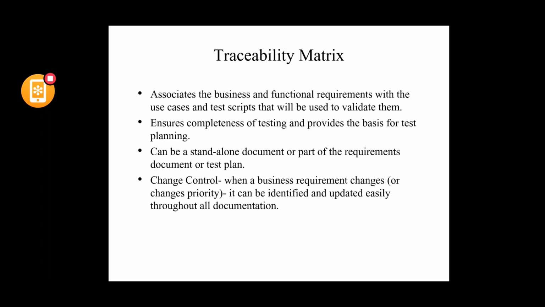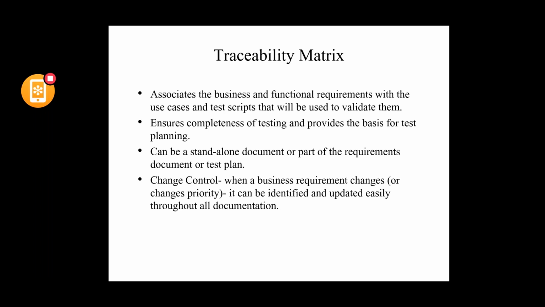So that means that traceability metrics associate business requirements and functional requirements with use cases and test scripts, ensures the completeness of testing and provides the basis for test planning activity. By looking at the traceability metrics, you can make sure whether all the requirements are getting tested or not. And if there is any requirement which is not being tested, you can identify it and make sure you have the coverage. It can be a standalone document or part of the requirement document or the test plan. So basically, it can be a standalone document or part of any other documentation.